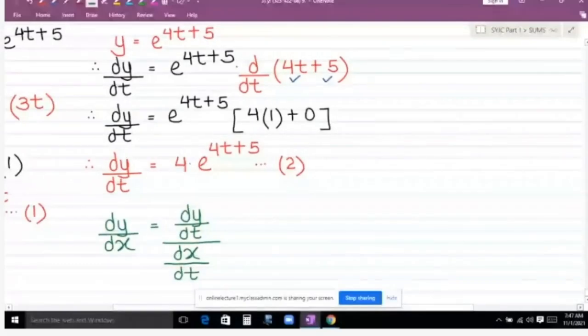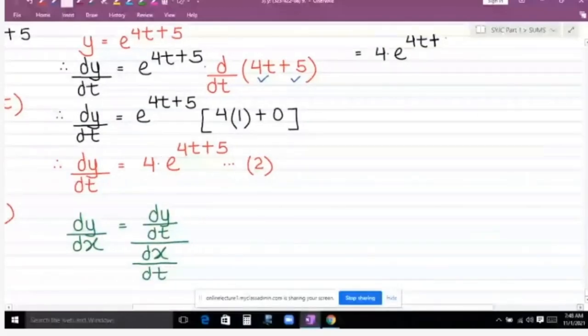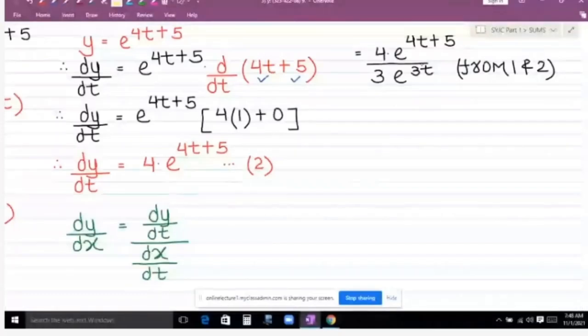From 1 and 2, dy upon dt, the answer that you got, what is dy upon dt? It is 4 times of e raised to 4t plus 5, upon 3 times of derivative of... dx upon dt, what answer did you get? 3 times of e raised to 3t. From 1 and 2.